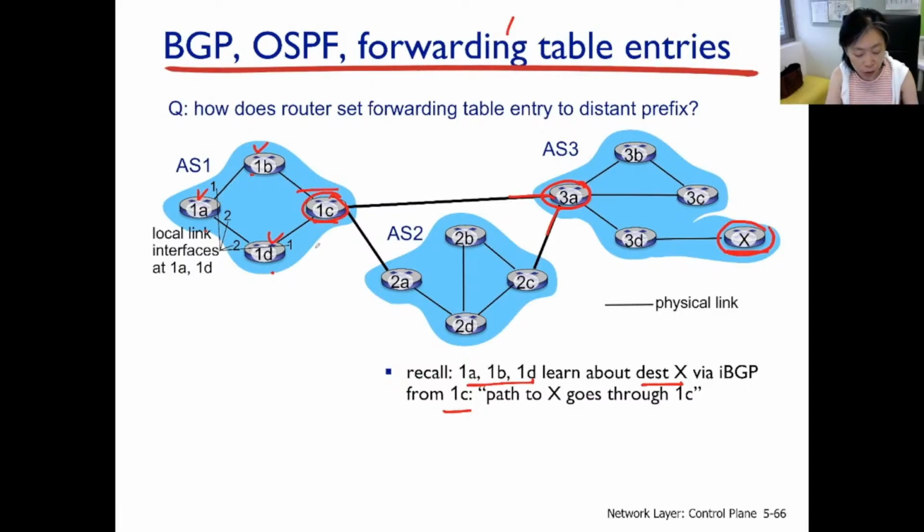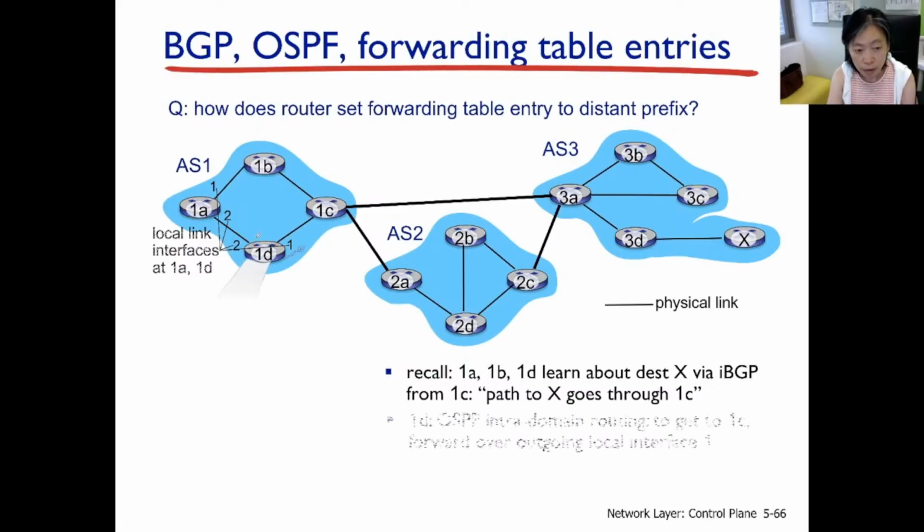Now, to make it easier to explain what's coming up next, let me just label for 1A: if the packet is supposed to go out on this interface, then we call that interface 1. And for packets to go out on this other interface, let's call it 2. Similarly for 1D, this is interface 1, this is interface 2.